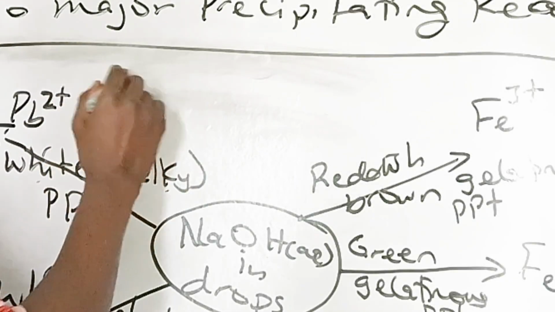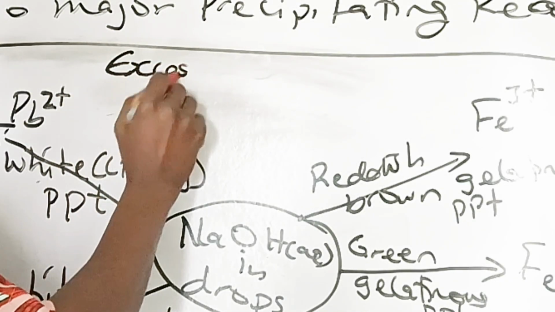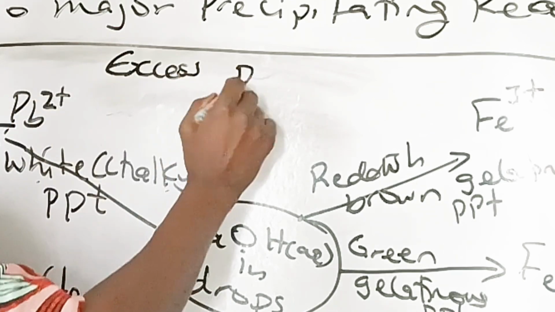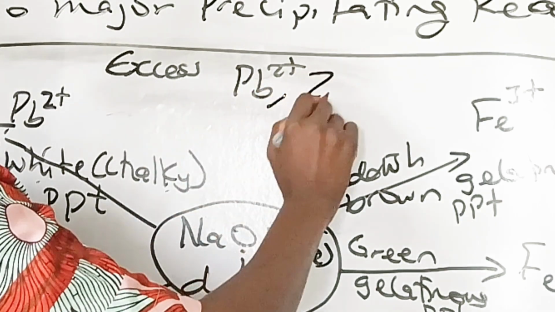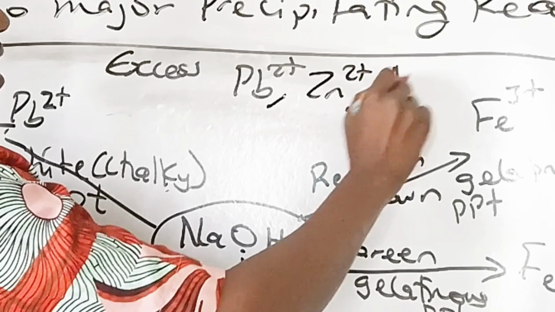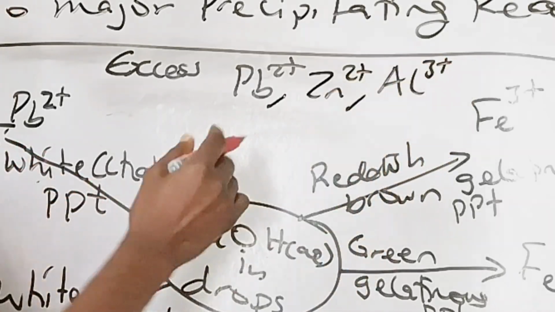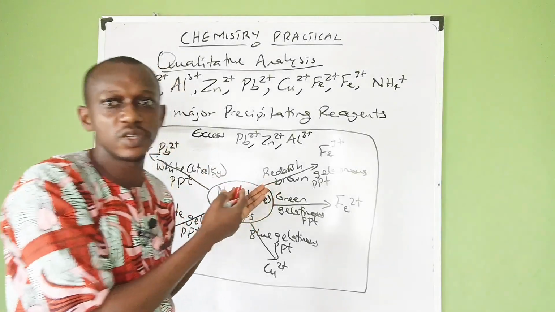So those are the ones that will dissolve in excess: lead, Pb2+, because calcium will not dissolve, and these two gelatinous ones, zinc, Zn2+, and Al3+. Why do they always dissolve? There's a reason for it.